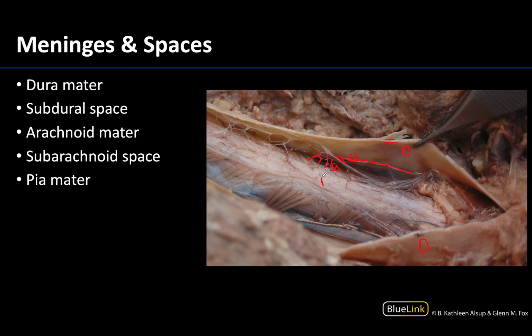The pia mater is almost completely impossible really to remove from the central nervous system, so from the spinal cord or the brain. It's so very closely adhered to that structure. It's what kind of gives that region that shiny appearance that you can see. So the pia mater will be directly on those portions of the CNS.